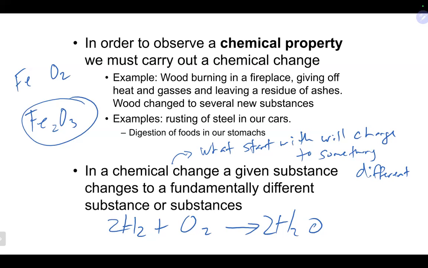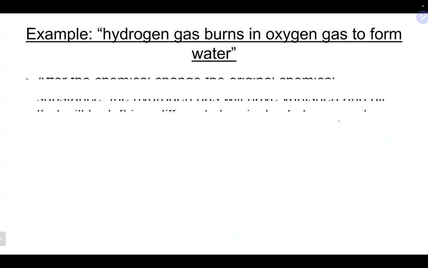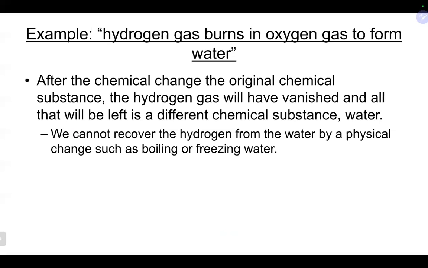So physical change, what you start, what you end, basically the same thing. May look different. Chemical change, what you start with, what you end with, definitely something different, and you really can't get those things back. So that's the example, obviously, of the making of water. And again, any type of physical process you try will not get you back those original substances.